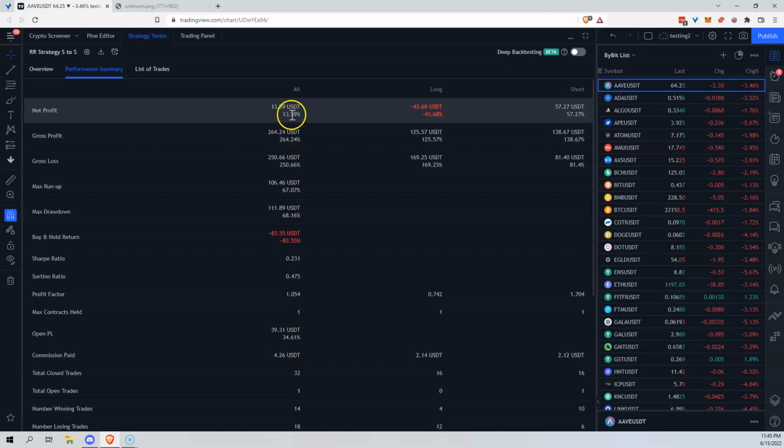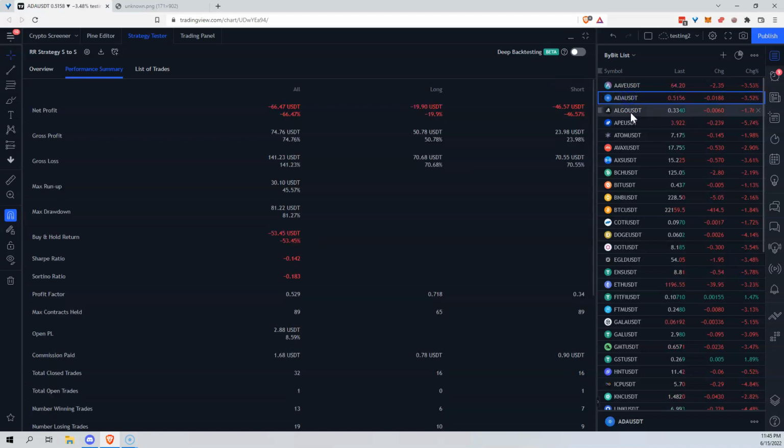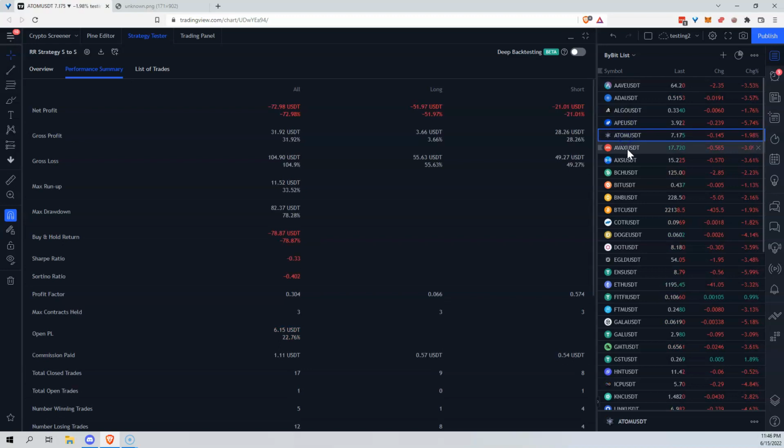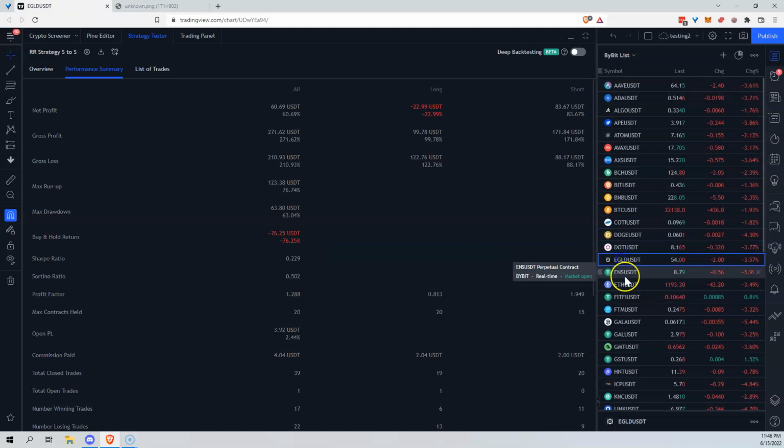So 13.59%, longs lost 43%, shorts made 57%. ADA minus 66%, Algo minus 51%, Atom minus 61%, and another minus 72%. Right about now, you're thinking, wow, this algorithm is awful. Bear with me. This is why we do a bunch of coins. AVAX 73%, Axie 26%, Bitcoin Cash 755%, BIT 116%, BNB 11% loss, BTC minus 22%, Doge minus 25%, DOT plus 60%.